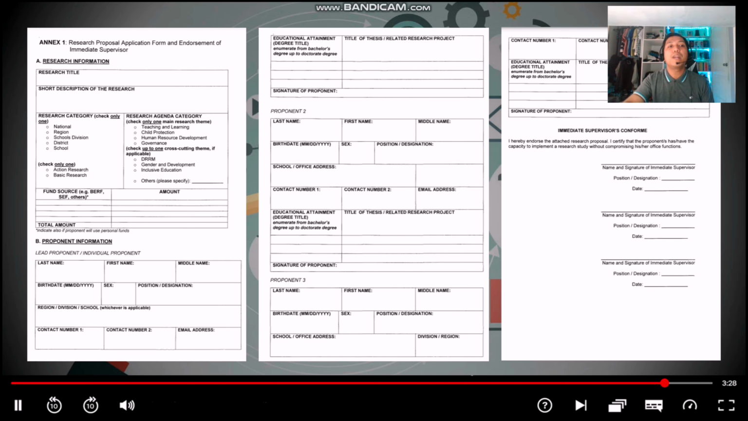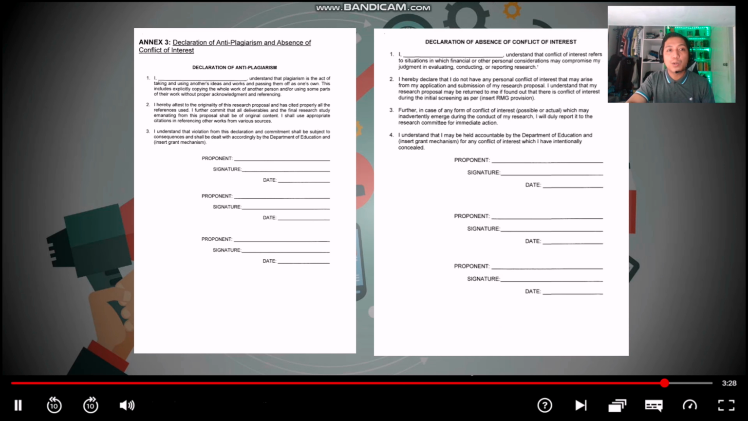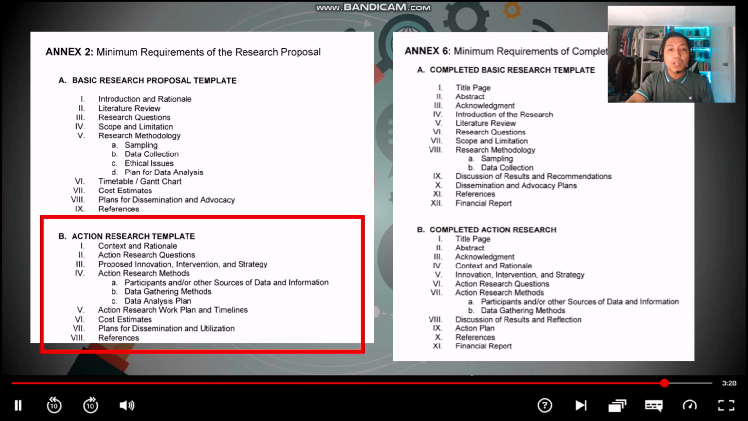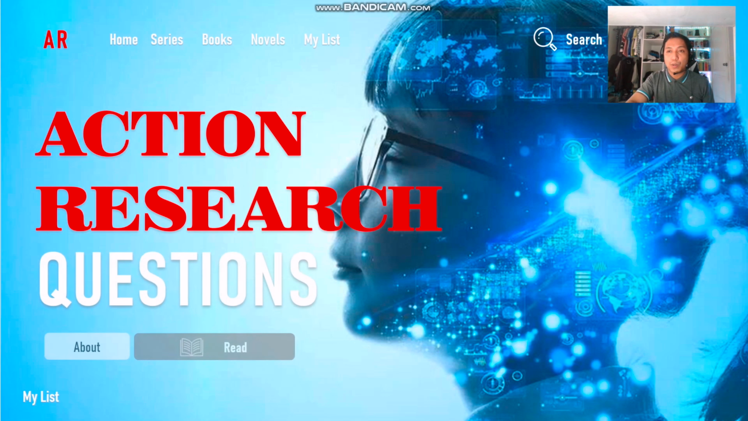So we have Annex 1, the research proposal application form, and the endorsement of immediate supervisor. We have also Annex 3, the declaration of anti-plagiarism and absence of conflict of interest. So last time we discussed the part 1, the context and rationale. So this day, we are going to discuss the action research questions.